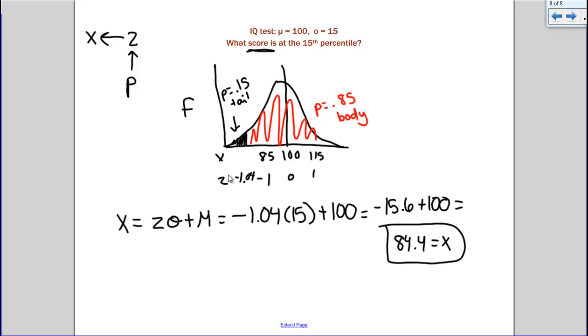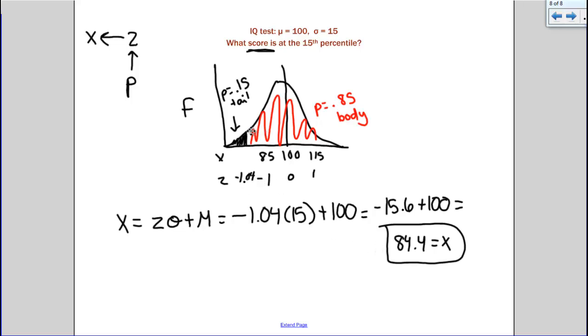And looking at this makes sense, right? We're looking for the bottom 15%. So we're looking for values that are lower than the mean. Well, the mean is 100. This is lower than the mean. And by sketching this out, we can see that one standard deviation below the mean is 85. So 1.04 standard deviations below the mean should be pretty close to 85, and this in fact is.